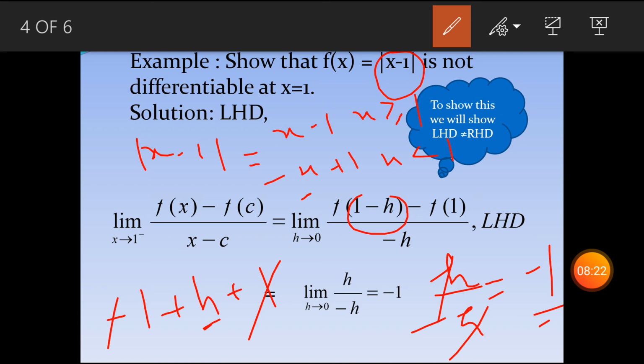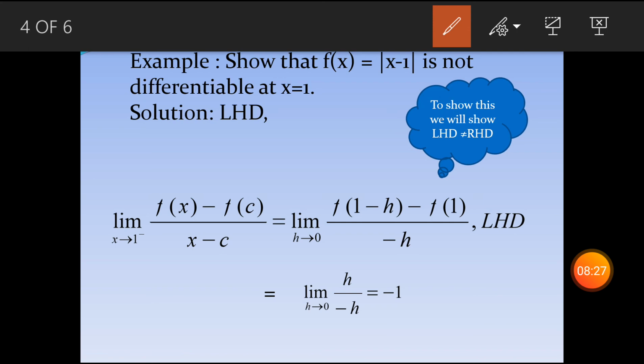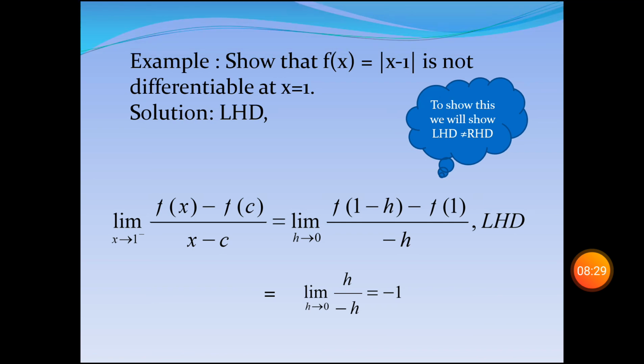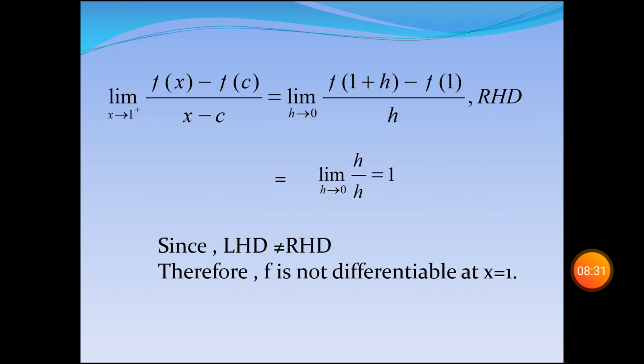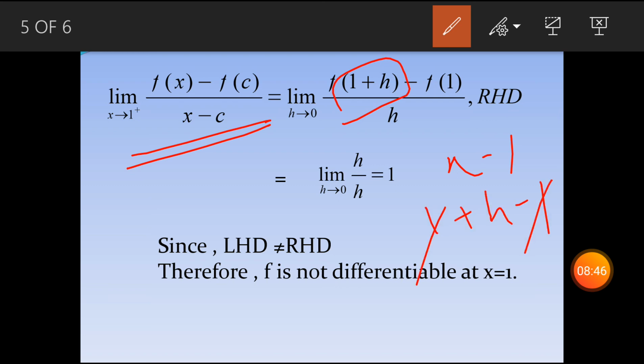Is it clear? Okay. Now you see the right hand derivative. In the right hand derivative, it is the same thing, nothing is extra, 1 plus h. For 1 plus h, it will be simply x - 1. So in place of x, 1 + h - 1; 1 and 1 will be cancelled, so h. Again f(1) will become 0. So h upon h will give you 1.